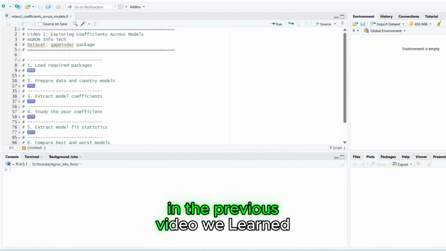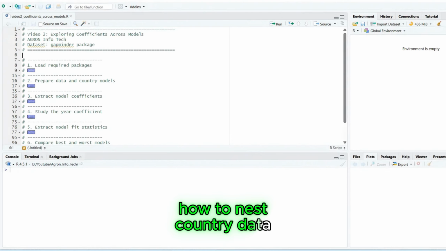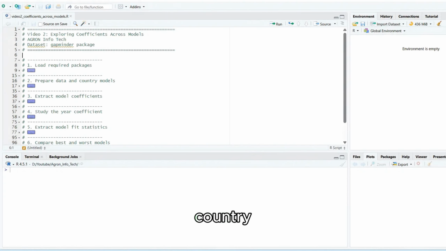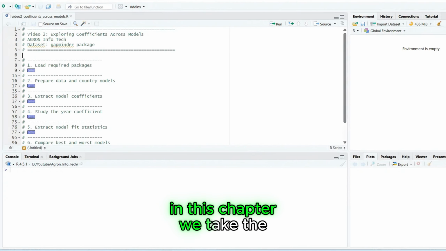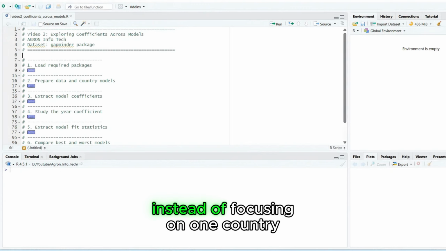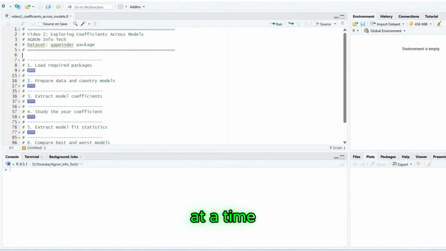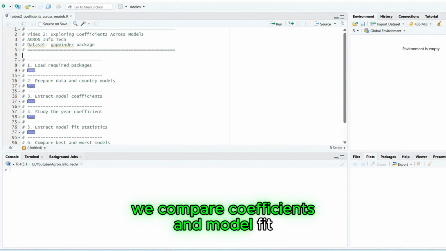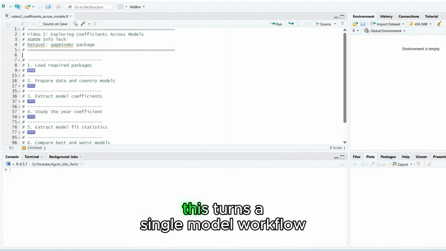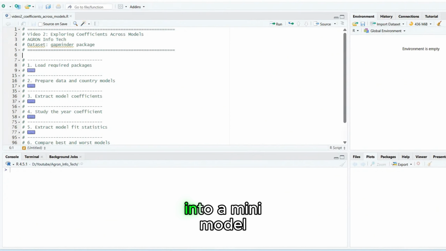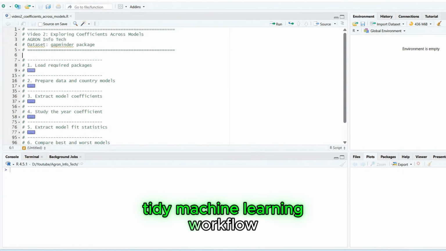In the previous video, we learned how to nest country data and fit one linear model per country. In this chapter, we take the next important step. Instead of focusing on one country at a time, we compare coefficients and model fit across all countries. This turns a single model workflow into a mini-model tidy machine learning workflow.